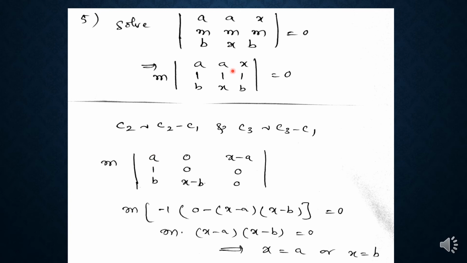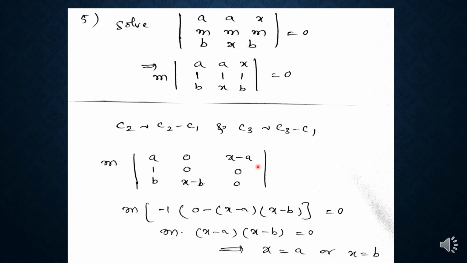Now the second column elements are C2 minus C1, which means a minus a is 0, 1 minus 1 is 0, x minus b. Similarly, we are changing the third column elements, that is C3 changes to C3 minus C1, that is x minus a, x minus a, 1 minus 1 is 0, b minus b is 0. So here in the second row two elements are zeros.